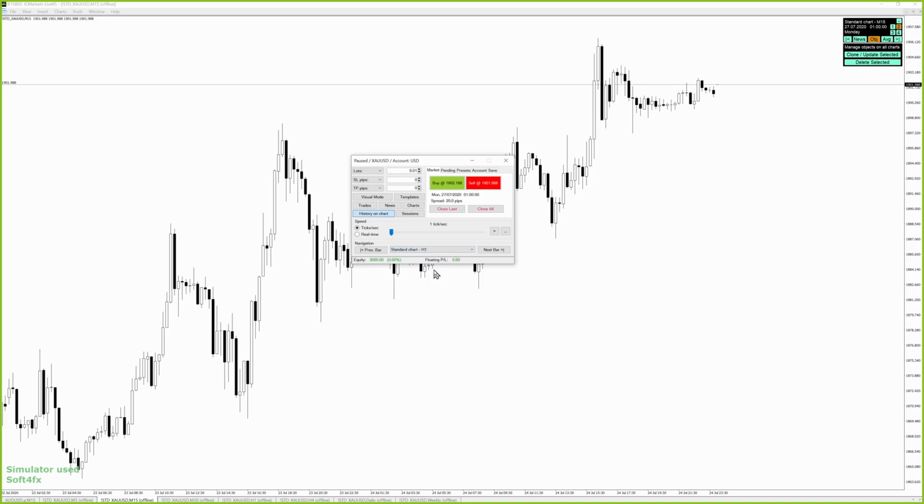What we're going to do is simulate from pre-New York, going all the way into New York open, then NYSE open, and then moving all the way into London close, and there we're going to stop, right?